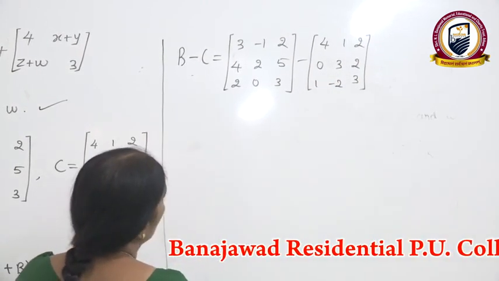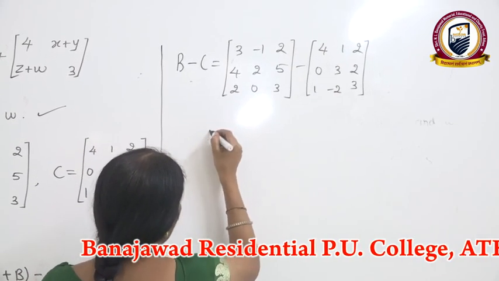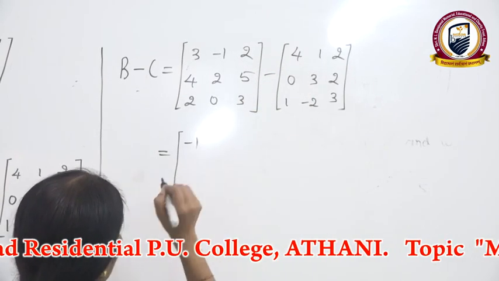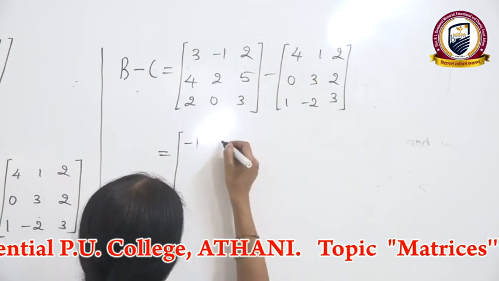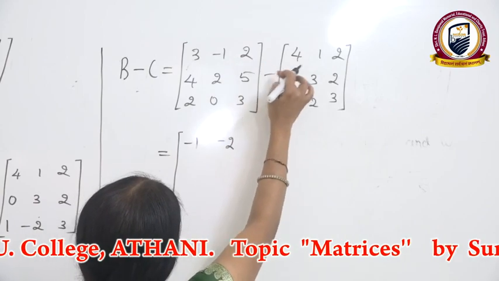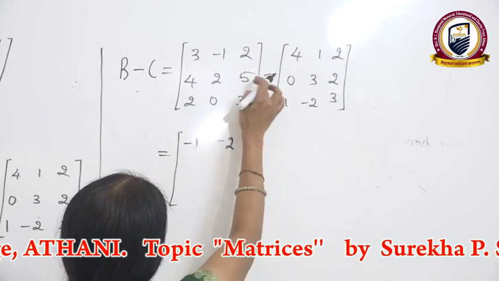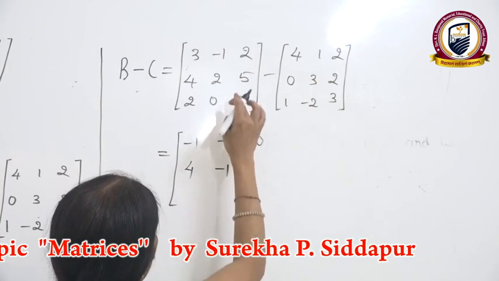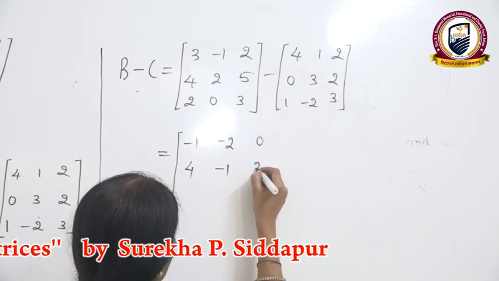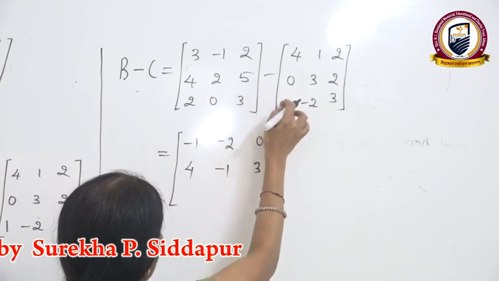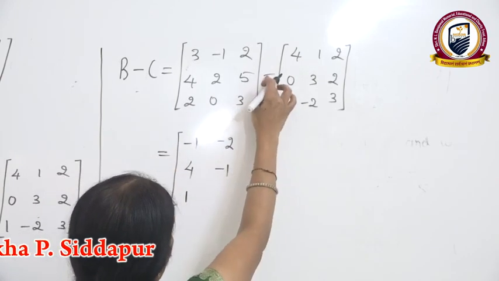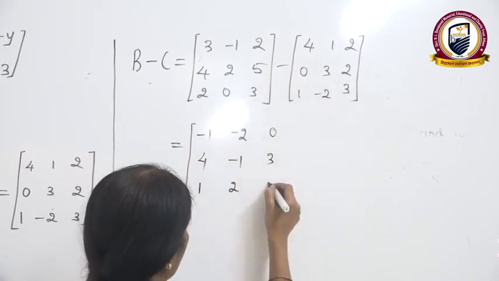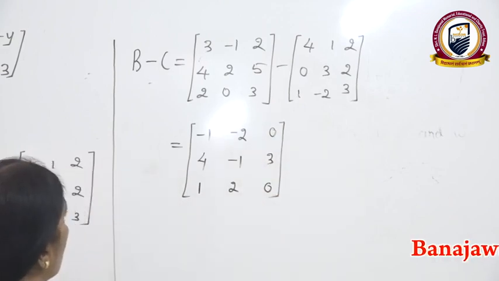So here students, what are you doing? We are writing subtraction values. Just apply to corresponding values. 3 minus 4, minus 1. Minus 1 minus 1 is minus 2. 2 minus 2, 0. 4 minus 0. 2 minus 3. 5 minus 2. 2 minus 1. 0 minus into minus becomes what? Plus. 3 minus 3, 0. So this is what? B minus C.